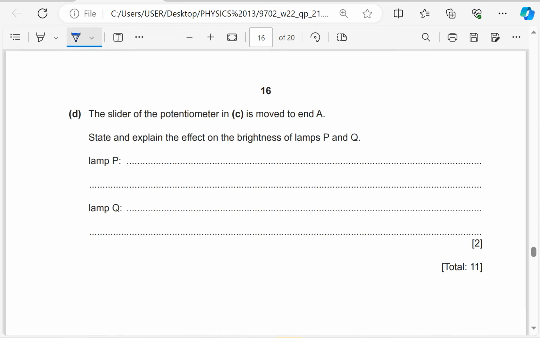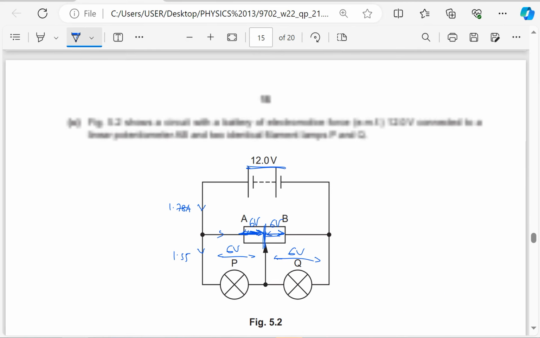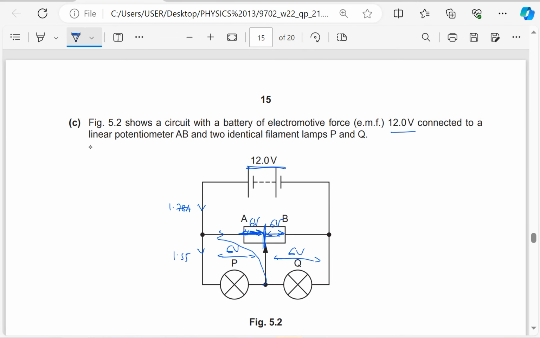The slider of the potentiometer in C is moved to end A. Of course, if it goes to end A, it means the PD across P goes to 0. If this goes to end A, it means the resistance for this side is 0. The other side is due to the length AB. So in that case, if the slider is at end A, the resistance is 0 this side, so the PD across that section is 0. And remember that PD is the same as the PD across P. So it means the PD across Q goes to 12 volts.